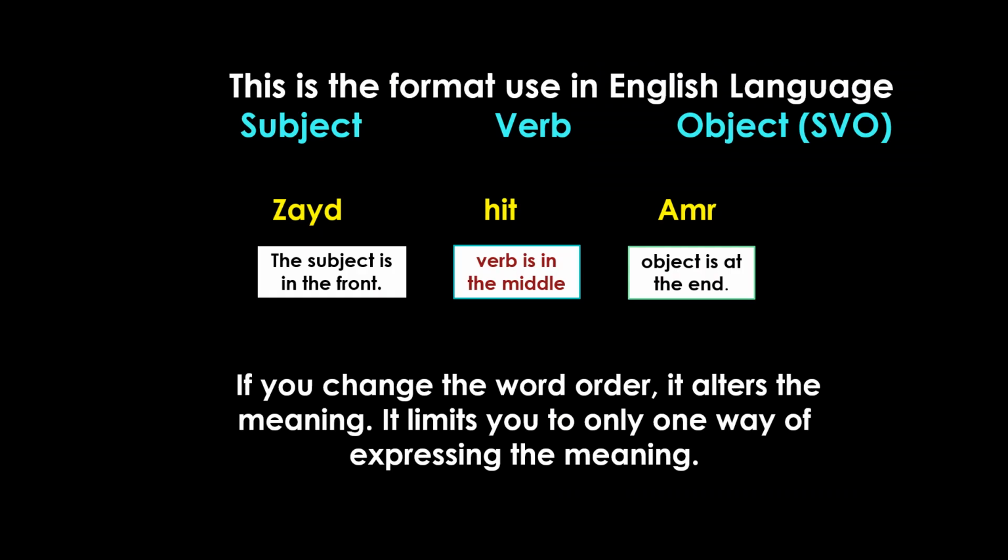This is the format used in English language. Subject, verb, object. Zaid hit Amri. If you change the word order, it alters the meaning. This method limits you to one way of expressing the meaning, unlike the Arabic language.